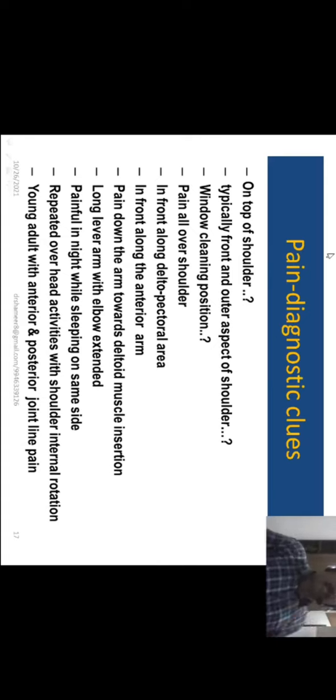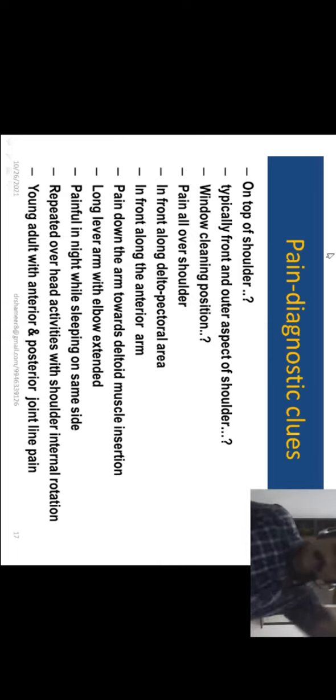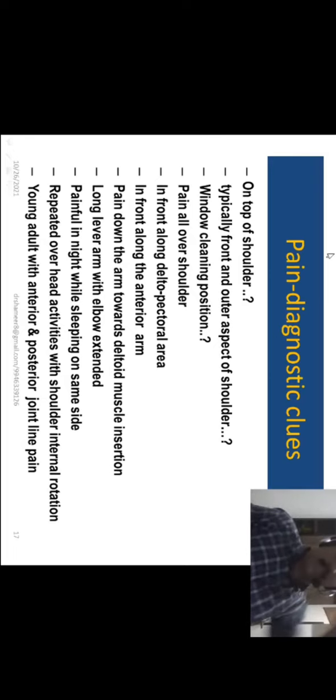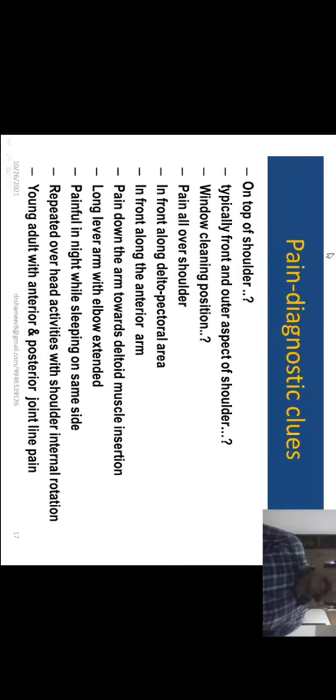Another one is repeated overhead activities with the shoulder in internal rotation, like badminton. Repeated overhead activity with the shoulder in internal rotation, like badminton, etc. The diagnosis may be shoulder impingement. And in a young adult with anterior and posterior joint line pain, the diagnosis is labral tear.